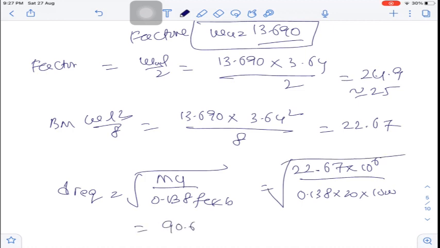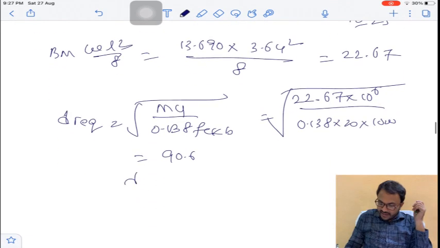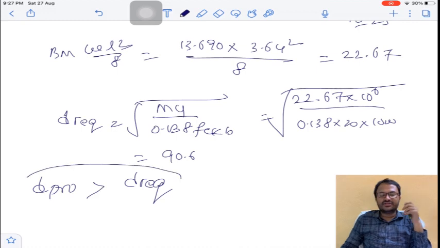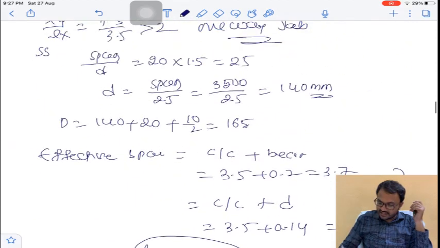But we have provided effective depth as 140 mm. So D provided is greater than D required. So obviously it will come under reinforced section. Okay, so option 3 is also correct.